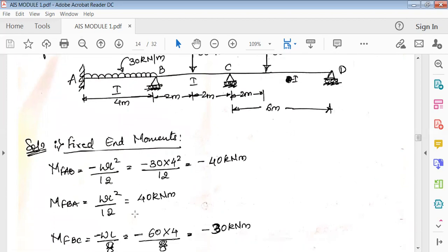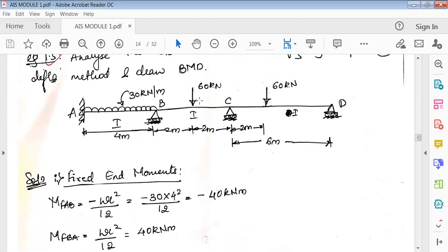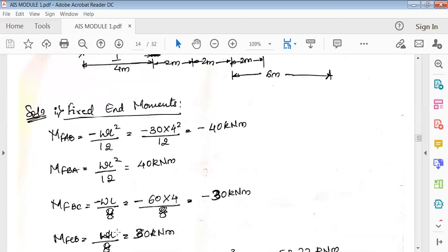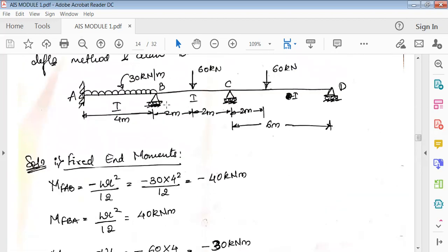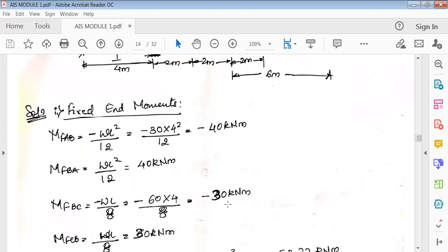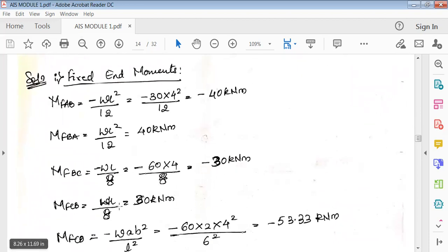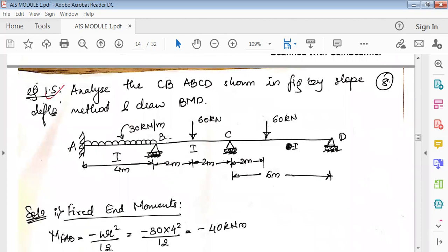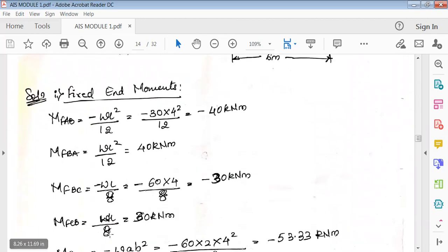Next, BC. For MFBC, this is a single point load, and the point load is acting exactly at the center. So the formula is WL by 8. Because it's the first joint, it is minus WL by 8, which is minus 30 kilonewton meter. MFCB is plus WL by 8.